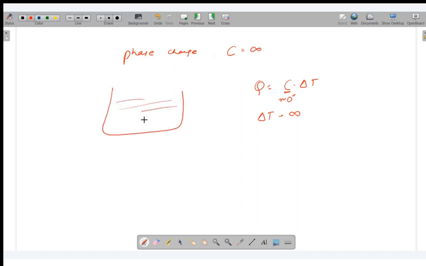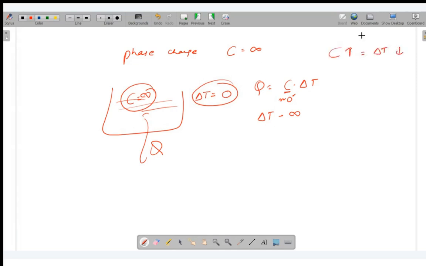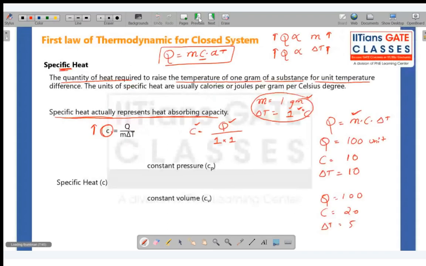So basically, if it is water, you keep giving heat. Its C is infinite, very high C. It keeps absorbing heat and it is not letting any temperature change, so delta T is equal to zero. So again, if C is high, delta T is low for the same heat transfer. If C is low, delta T is high. I hope now it is making sense.